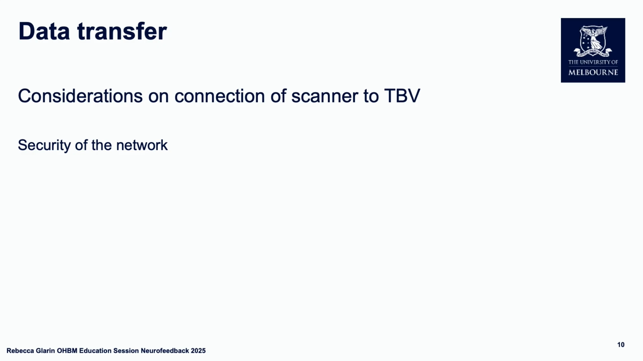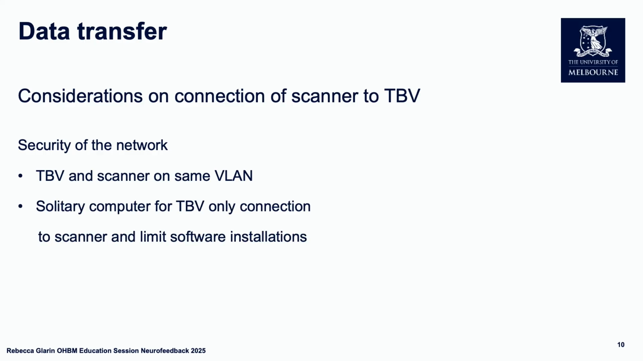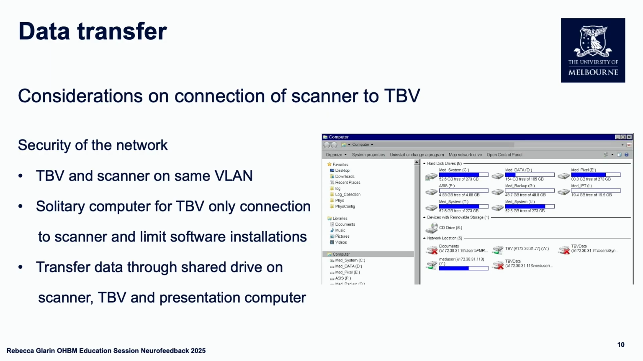So our considerations for our data transfer were the security of our network. Connecting anything directly to our scanner, we need to make sure that this is safe. So we put our Turbo Brain Voyager and our scanner on the same VLAN. And we made our Turbo Brain Voyager a solitary computer that we control our software installations on, and it only connects to the scanner and to the presentation computer.